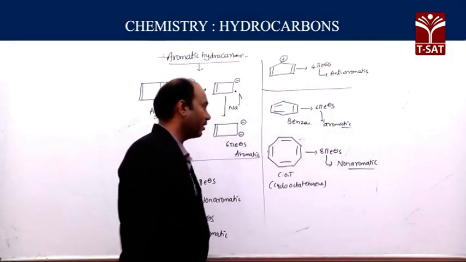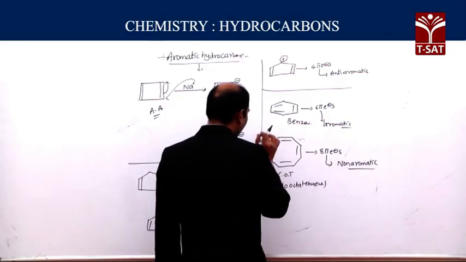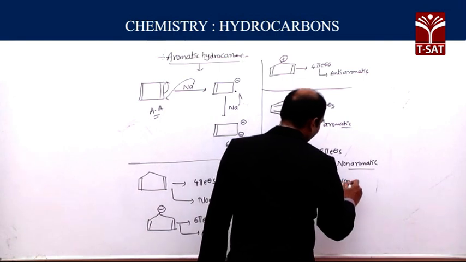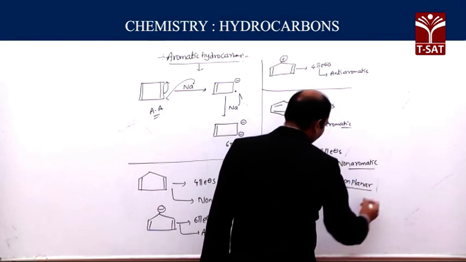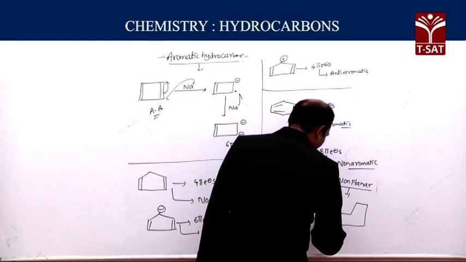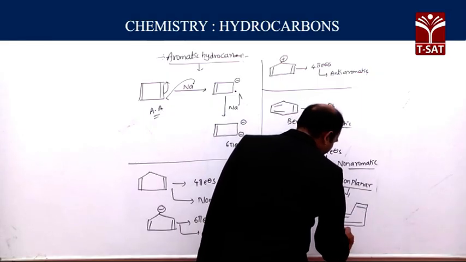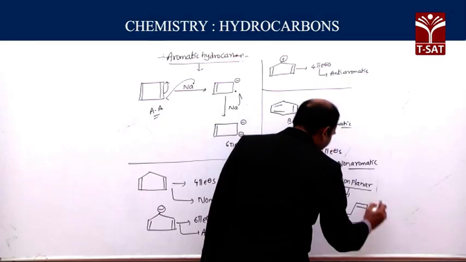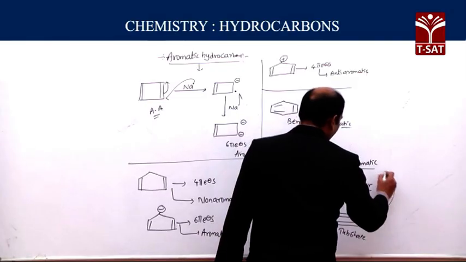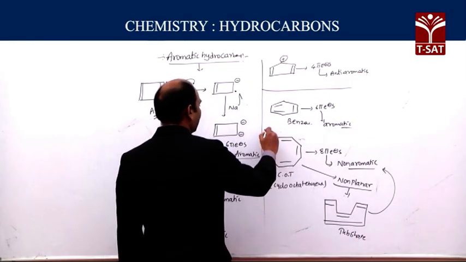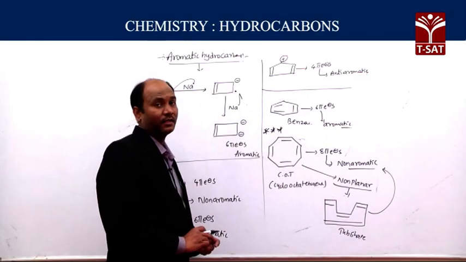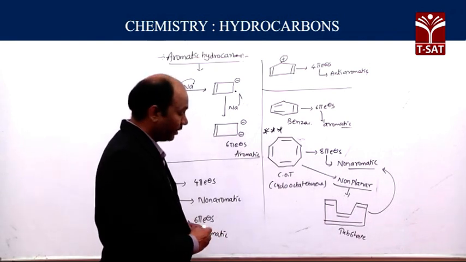So, why is it a non-aromatic compound? Due to loss of planarity. Everybody thinks this is a planar molecule, but actually it is a non-planar molecule. Due to loss of its planarity, it exists in a tub shape. It is important: cyclooctatetraene is not an anti-aromatic compound, even though it has 8 pi electrons, but a non-aromatic compound due to loss of planarity, the tub shape.